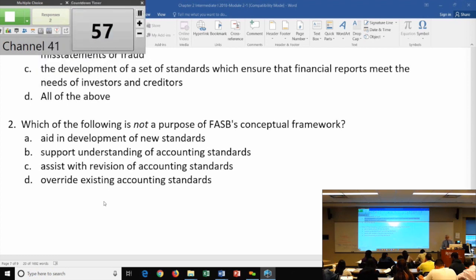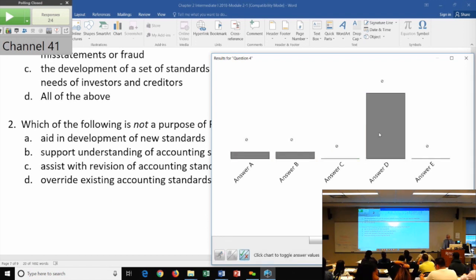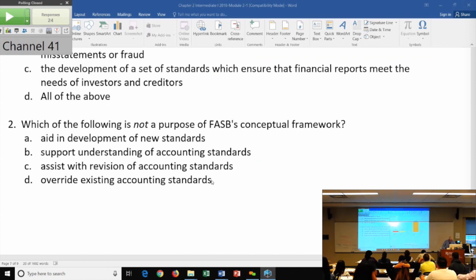Number two, this is a good one. So let's go to number two. I'll start the clock. Give you 1 minute on this. Usually 1 minute is pretty good for some of these. Computation, probably more than that. All right. So yes, good. Got that one. It is D.